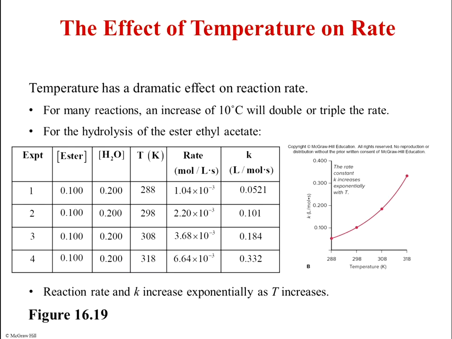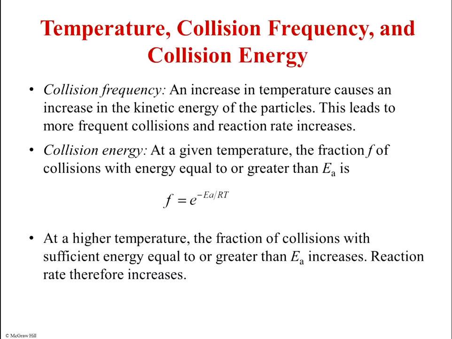The reaction rate and the rate constant increase exponentially with temperature, and that's shown on the graph at the right. You can see rate constant as a function of temperature goes up exponentially. How do we account for this? Well, temperature affects both collision frequency and collision energy, as we said before. For collision frequency, if we increase the temperature, this increases the kinetic energy of the particles, but it also increases their speed, so we have more frequent collisions. And if we have more frequent collisions, we're going to have faster reaction.